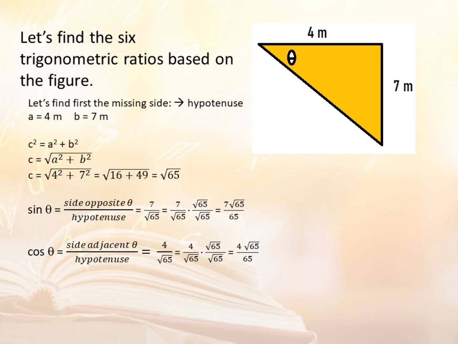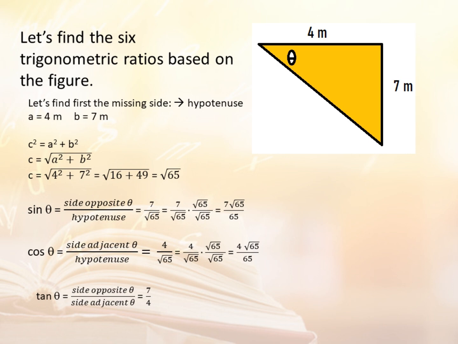Cosine theta is side adjacent theta over the hypotenuse, which is equal to 4 over square root of 65. So same as the sine theta, we don't like to have radicals in the denominator. So 4 over square root of 65 multiplied by square root of 65 over square root of 65. In that way, we will rationalize it. So that is equal to 4 square root of 65 over 65.